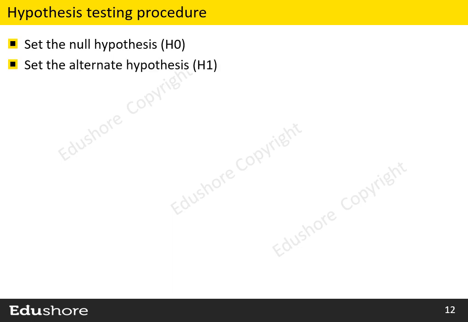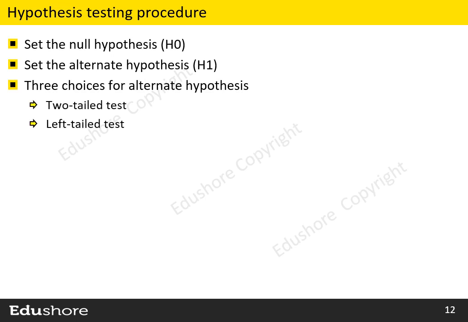Let us have a look at the hypothesis testing procedure. The first step in hypothesis testing is to set the null hypothesis. The null hypothesis is denoted by H0. Then we set the alternate hypothesis. The alternate hypothesis is denoted by H1. There are three choices for alternate hypothesis: a two-tailed test, a left-tailed test, and a right-tailed test. We choose any one of these alternates according to the given context.